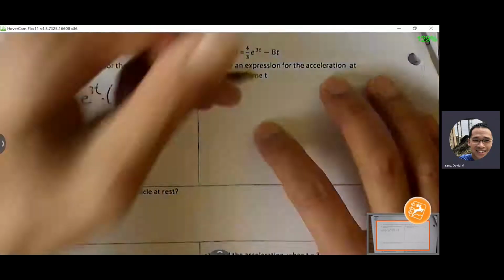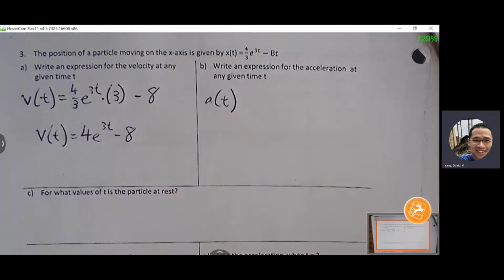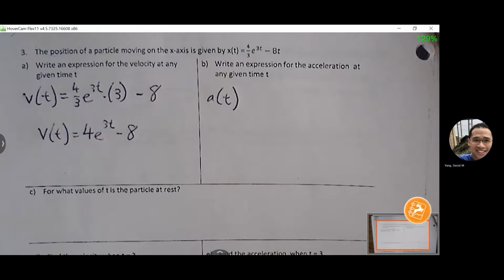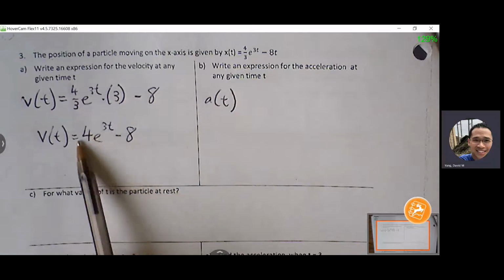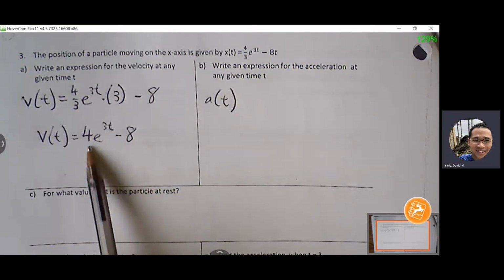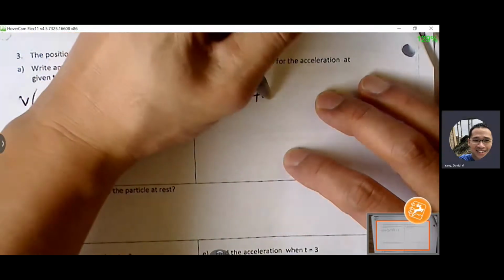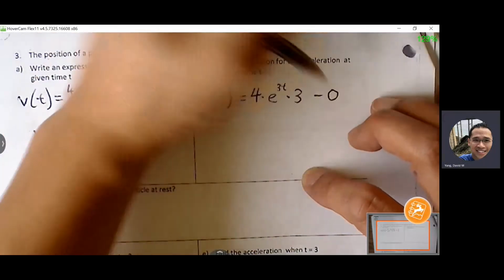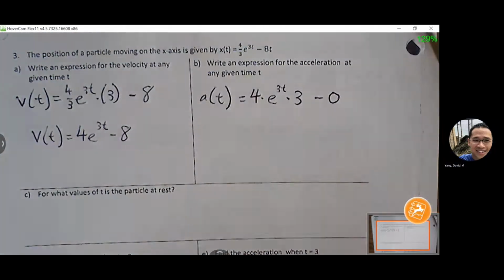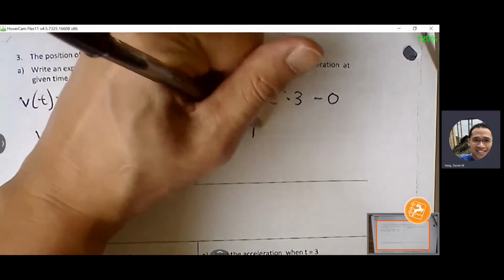Okay, acceleration. Again, e to the u becomes e to the u times u prime. The 4 is going to stay. And then the 8 goes away. Put the coefficients together.